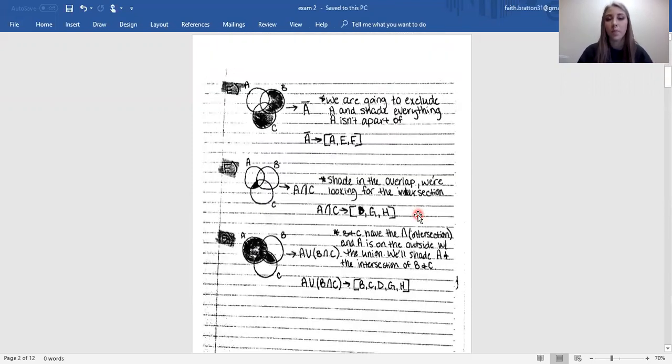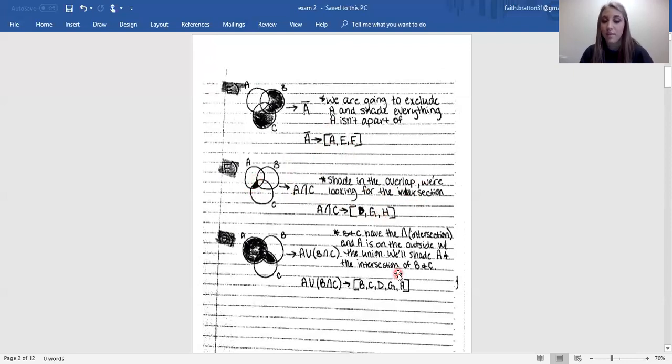For E, we're going to exclude A and shade everything A isn't a part of because of the line. When the line is there, that means you exclude everything, don't touch A at all. So the only ones that will be the same are A, E, C. For F, shade in the overlap, we're looking for the intersection. So A intersect C will be D, G, H, and you only shade that little area.